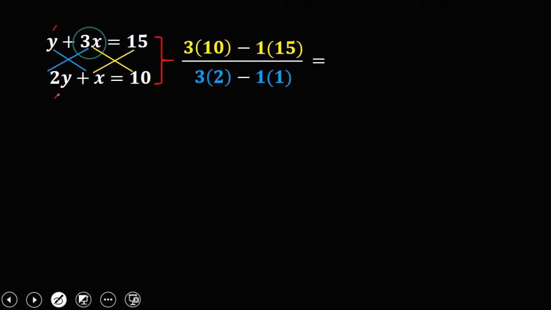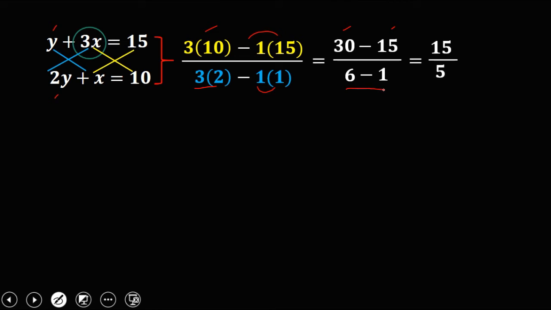Then simplify. This 3 times 10, that's 30. Then negative 1 times 15, that's negative 15. 3 times 2, that's 6, and negative 1 times positive 1, that's negative 1. 30 minus 15, this one is 15. Then 6 minus 1, that's 5. 15 divided by 5, the answer is positive 3. Since y is the first term, therefore y is equal to 3.